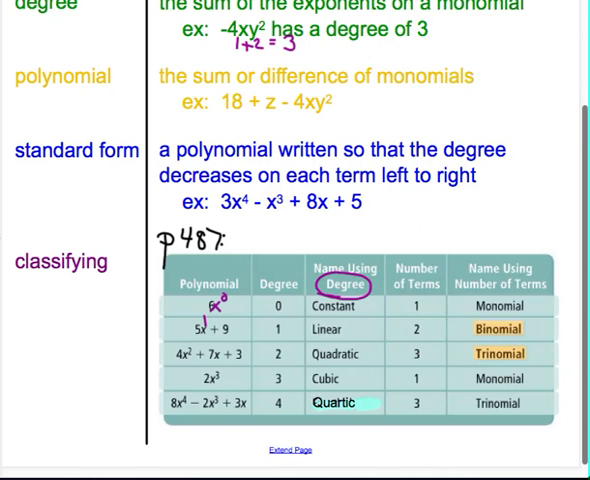Now looking at classifying them by number of terms, and this is hopefully pretty self-explanatory if you remember what these prefixes mean. So as I mentioned, mono means 1, so a monomial is 1 term. Bi means 2, so a binomial is 2 terms. Tri means 3, so a trinomial would have 3 terms. If a polynomial had 4 terms, we could call it a quadnomial, but beyond that, I would just ask you to call it a polynomial. It's got many terms.